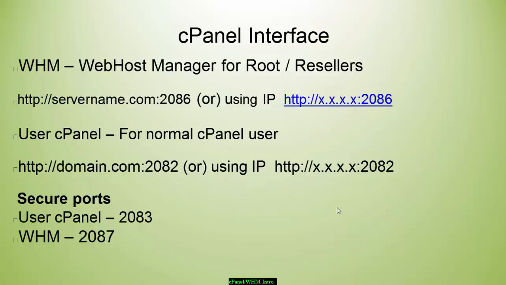cPanel WHM interface. So how can we access cPanel and WHM via a browser? In the case of WHM, the port is 2086. So the URL will be HTTP, server name or the server IP, :2086. In the case of cPanel, the port is 2082. So the URL will be HTTP, domain name or the domain IP, :2082.